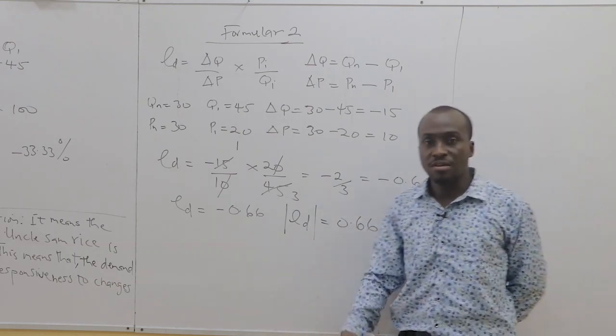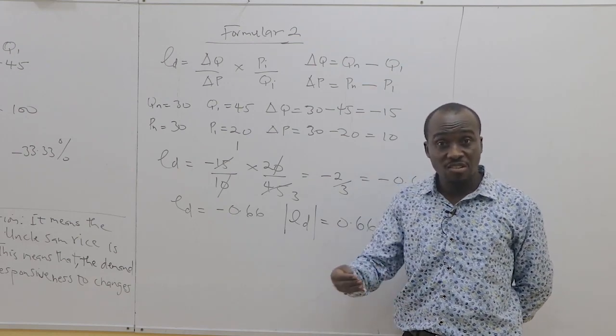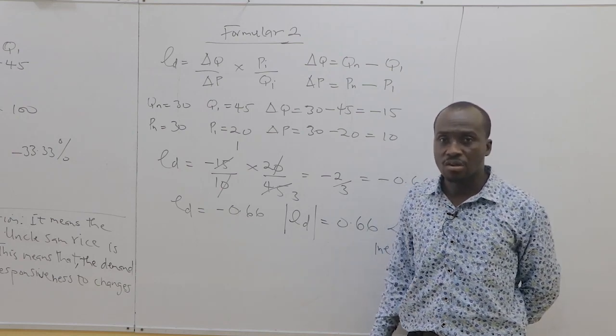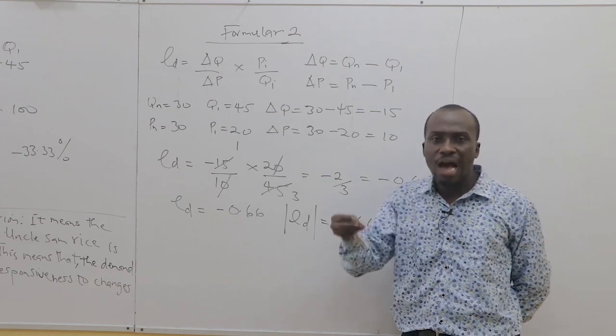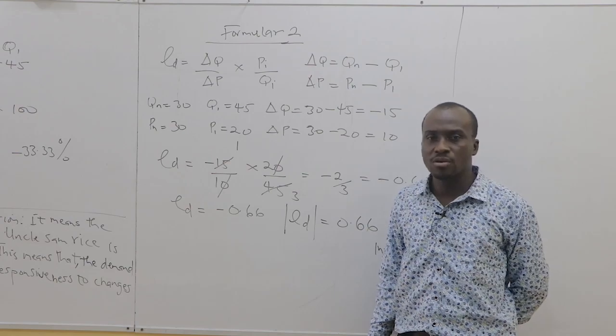Then you interpret. If it's less than 1, it's inelastic, meaning that the commodity is only slightly responsive to changes in price. If it's greater than 1, it means elastic, so the commodity is very sensitive to changes in price. So that's the one. We're also going to take the arc elasticity of demand and see how we work it out. How does it work out?